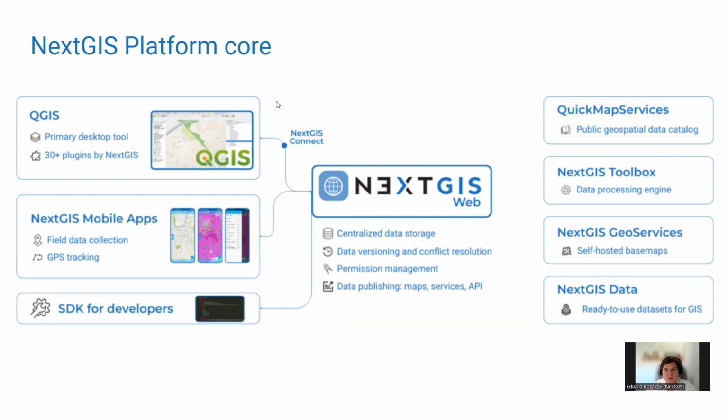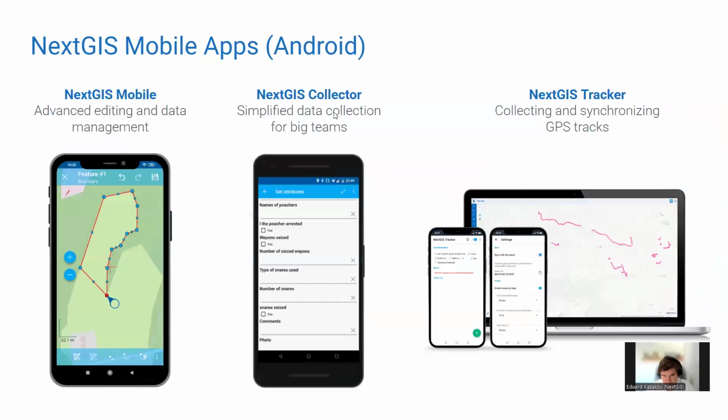We have a special compatibility layer, integration layer, NextGIS Connect. We will take a short look at it today. We have NextGIS mobile apps for field data collection and GPS tracking integrated into the same system. And we have a lot of advanced additional services, ensuring data processing, self-hosting base maps, providing datasets, etc. So that's what we built.